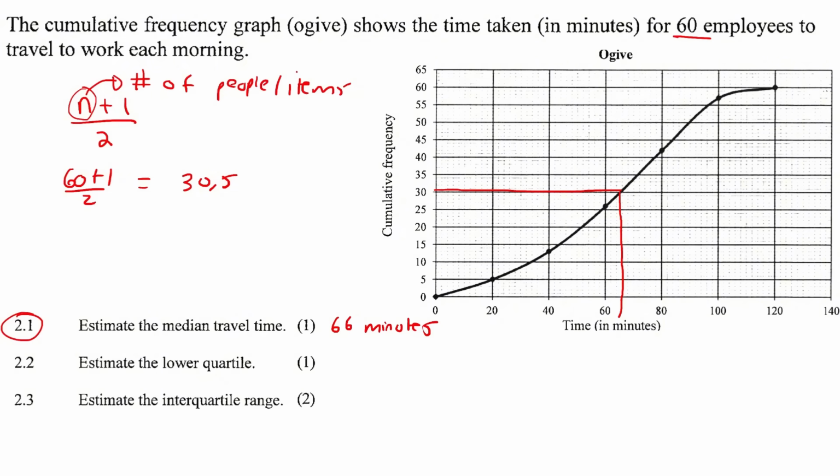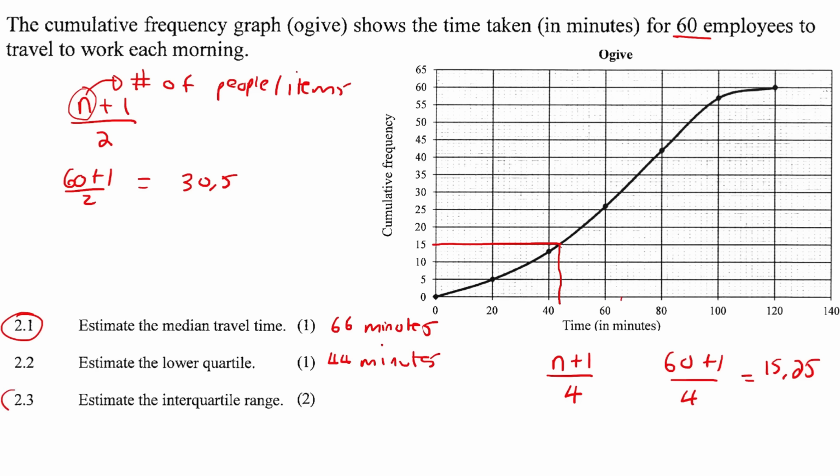Now it says estimate the lower quartile. So that's always n plus 1 over 4. And so same thing, we're going to say 60 plus 1 over 4, which is going to give us 15.25. So you're going to go up to 15.25 over here. It's like literally just above the 15. I would pretty much just go on the 15 line and over there, and then I would go down. So that's getting to about 44 minutes.